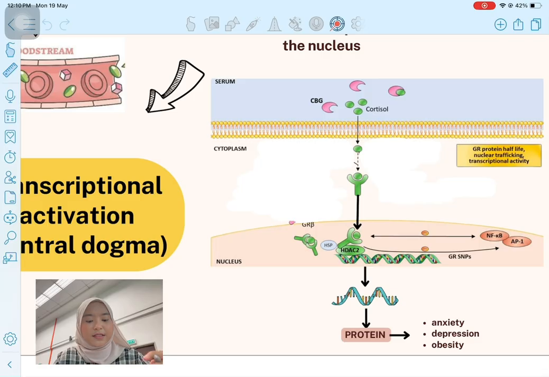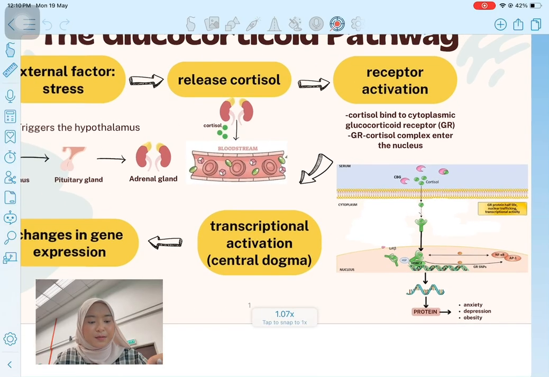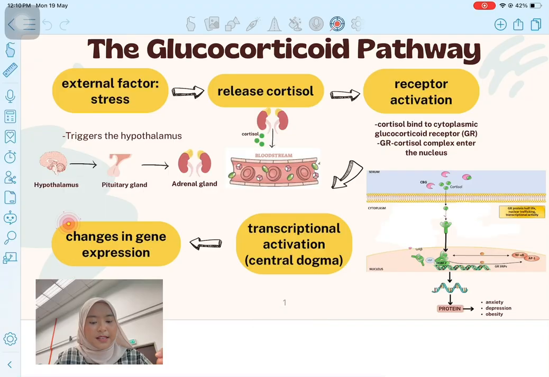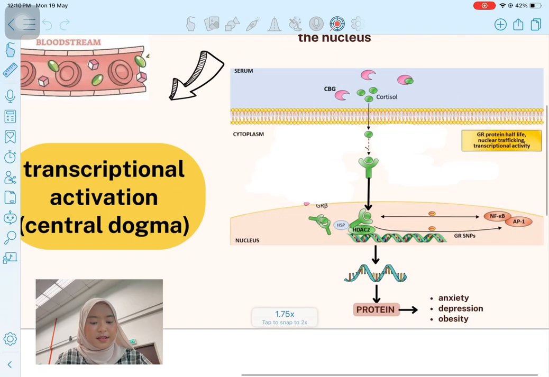So, what's the result of all this? Changes in gene expression. Some genes become more active and others less. These are usually stress response genes that help us adapt to challenges.